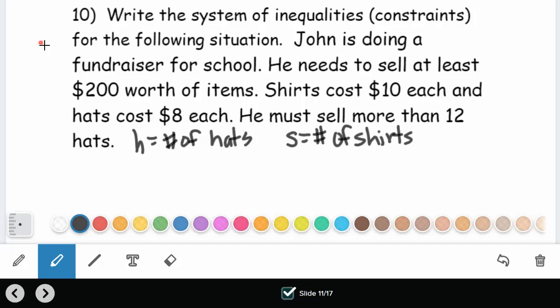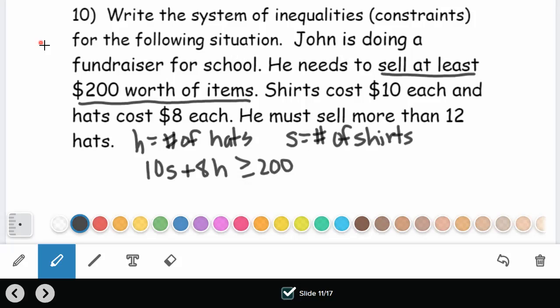And so when he has to sell at least $200 worth of items, I am going to have at least $200, so greater than or equal to 200. And it's $10 for each shirt plus $8 for each hat. That's going to be one of my inequalities. Then there is another restriction here. He must sell more than 12 hats. So hats needs to be greater than or equal to 12. And that would be our system of inequalities. And that's it. They did not need us to solve it.